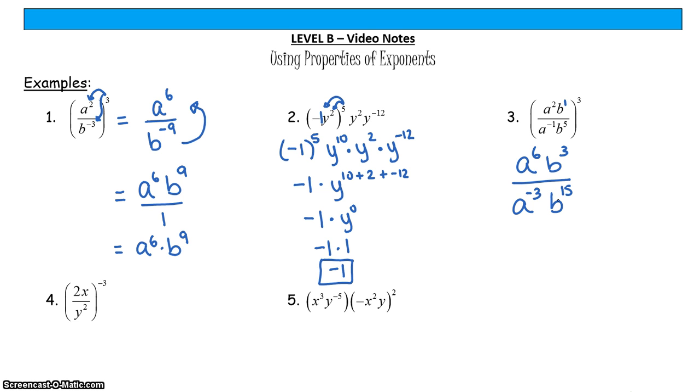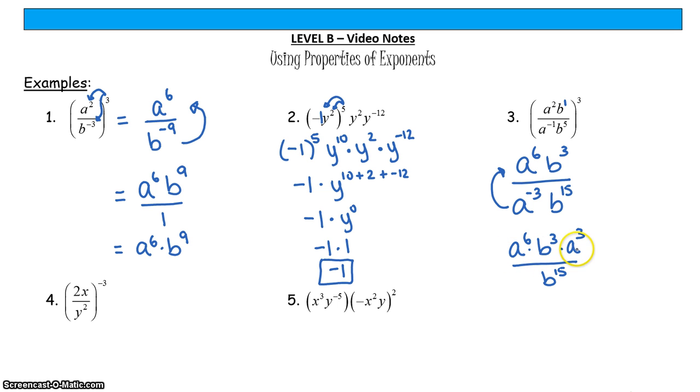Now remember that one of the rules is we can't have a negative exponent, so we're going to go ahead and move this a to the negative 3 to the top, resulting in a to the 6th, b to the 3rd. Now a to the 3rd is also on top, divided by b to the 15th. And then remember that we have to have one of each base. So right now we have 2 a bases, so we're going to combine those.